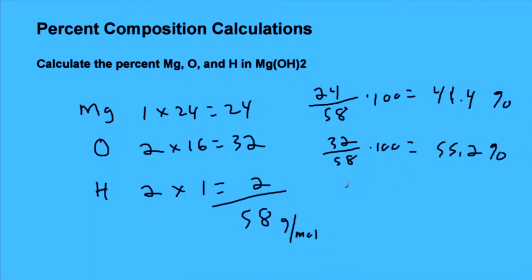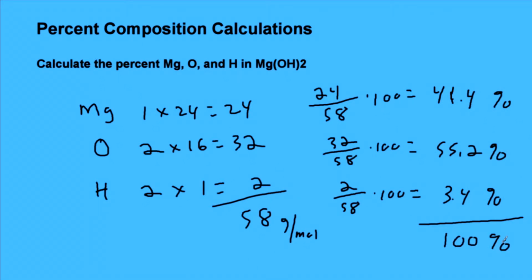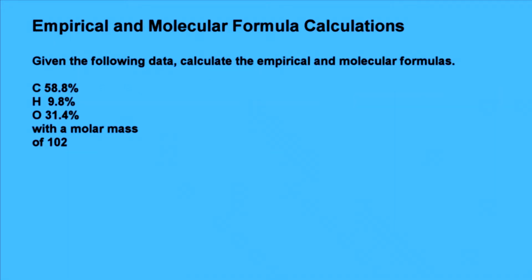And then finally the hydrogen, 2 divided by 58 times 100, part over the whole, and that's going to give us 3.4. So there you go. Very simple calculations. We have 41.4% magnesium, 55.2% oxygen, and 3.4% hydrogen. Add them up just as a check, and this adds up to 100 on the nose. So we did it correctly. This is how the calculation works for this.